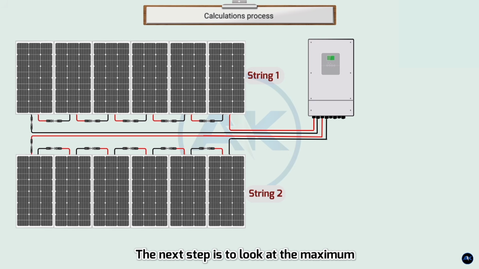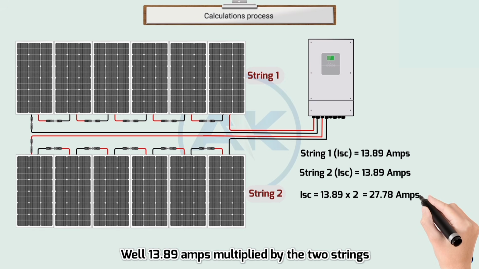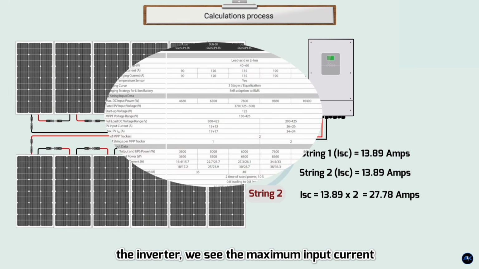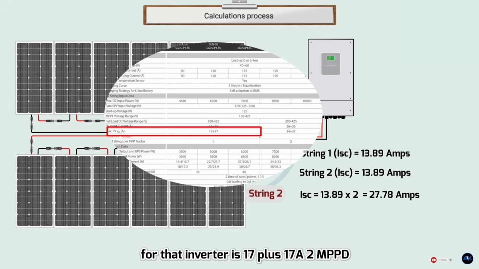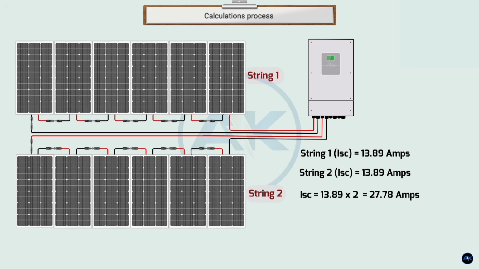The next step is to look at the maximum current that could be produced by the photovoltaic modules, which is the short circuit condition. We are now working under the assumption that we'll have two series strings, and each string has a short circuit current of 13.89 amps. Well, 13.89 amps multiplied by the two strings that we determined previously is 27.78 amps. Looking again at the specification sheet for the inverter, we see the maximum input current for that inverter is 17 plus 17 amps, with 2 MPPT trackers. So we're below the maximum input current allowed for the inverter.